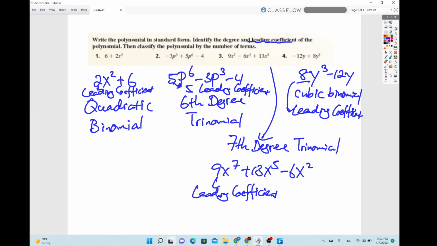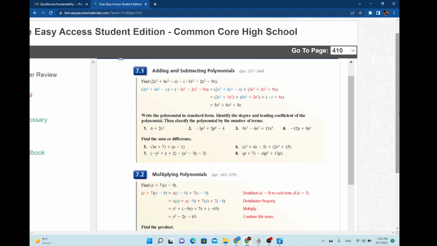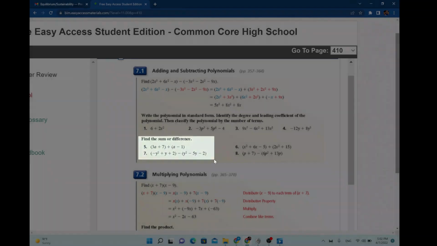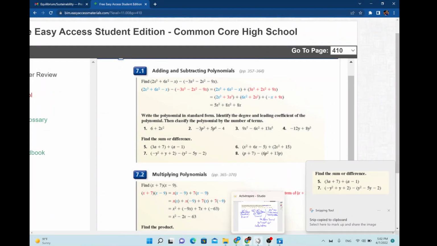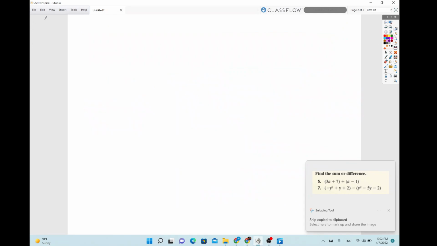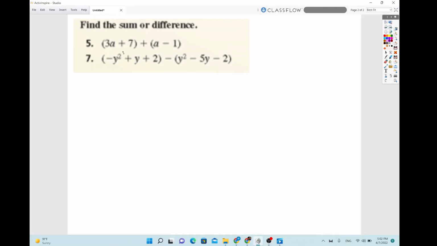So now let's see what else we have for the next set of problems. The next set of problems is just finding the sum and the difference of polynomials. Okay, let's check that out. Let's just do 5 and 7. One is for addition, the other one is for subtraction. So, sum and difference of polynomials.